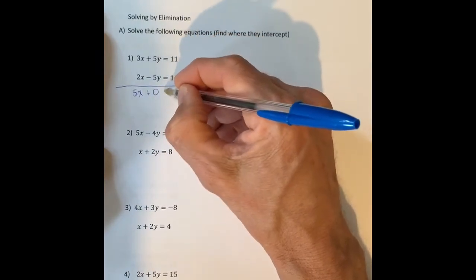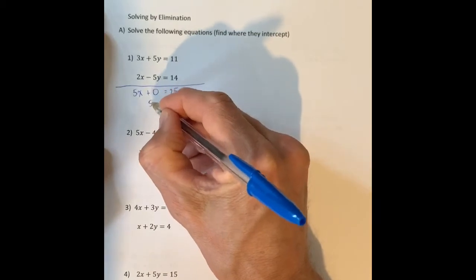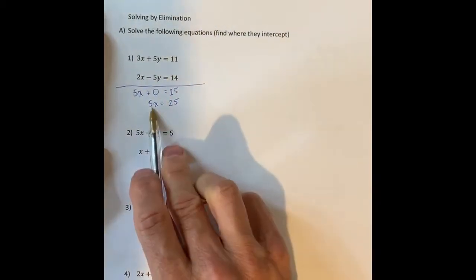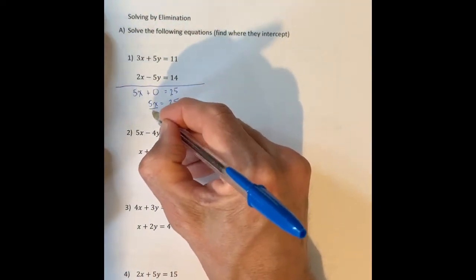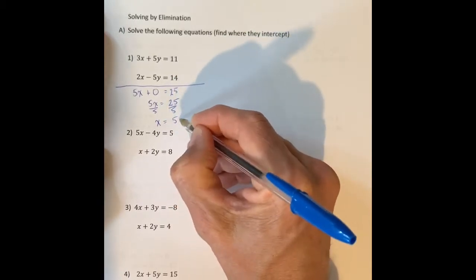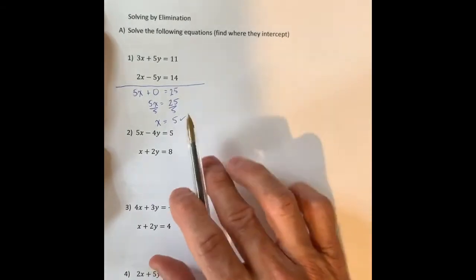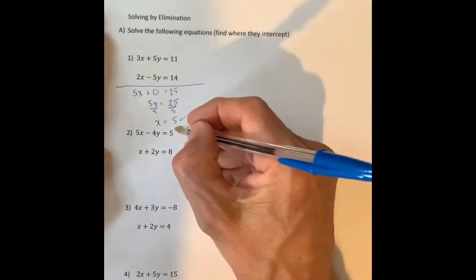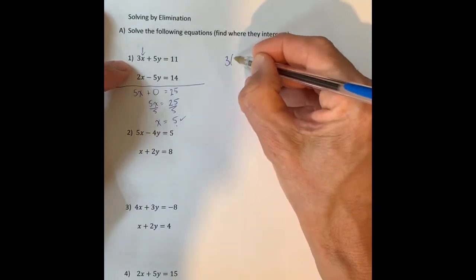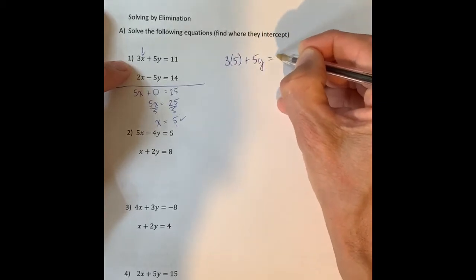11 plus 14 is 25. So if we simplify this, we have 5x equals 25. We don't want 5x, we want 1x, so we're going to divide by 5. So x equals 5. Awesome. We have done a great job. Now please make sure you finish off the entire question, which is finding the y value too. So we're going to take this 5 and we're going to put it in just one of the equations. You could use the second equation just as easily and you will get the same answer.